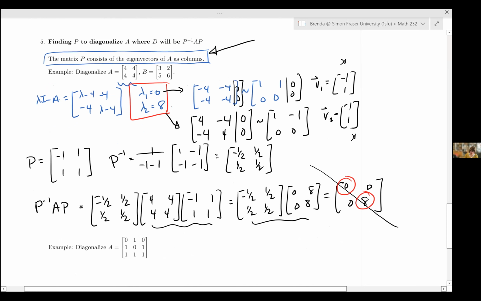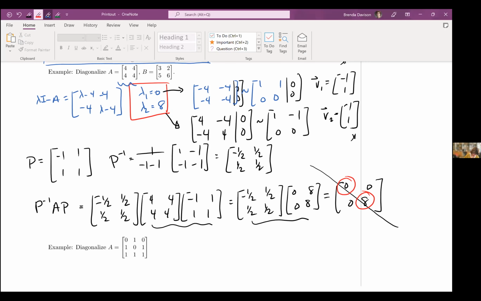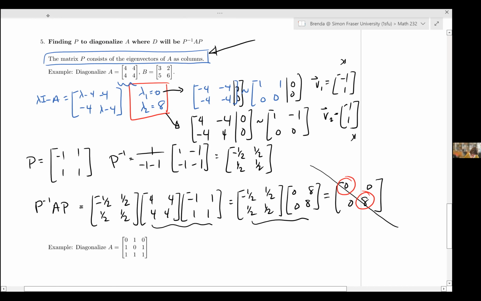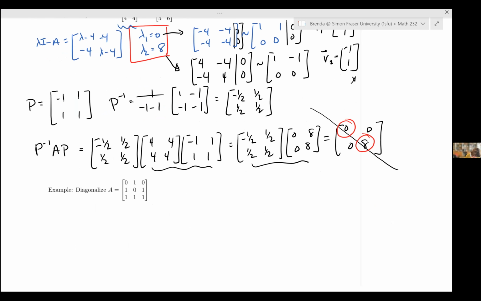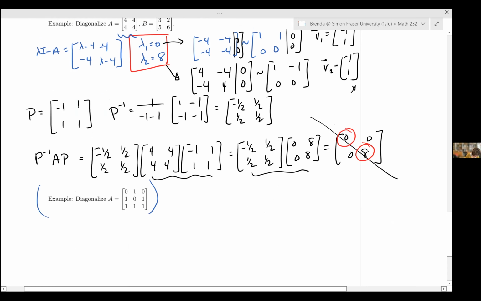So we found P such that when we multiply like this, we get a diagonal matrix, and the entries on the diagonal are the eigenvalues. Okay, that was A. Let's put a hold on this, but let's first do B. I want to do both A and B. So this is for matrix B. B equals 3, 2, 5, 6, like that.